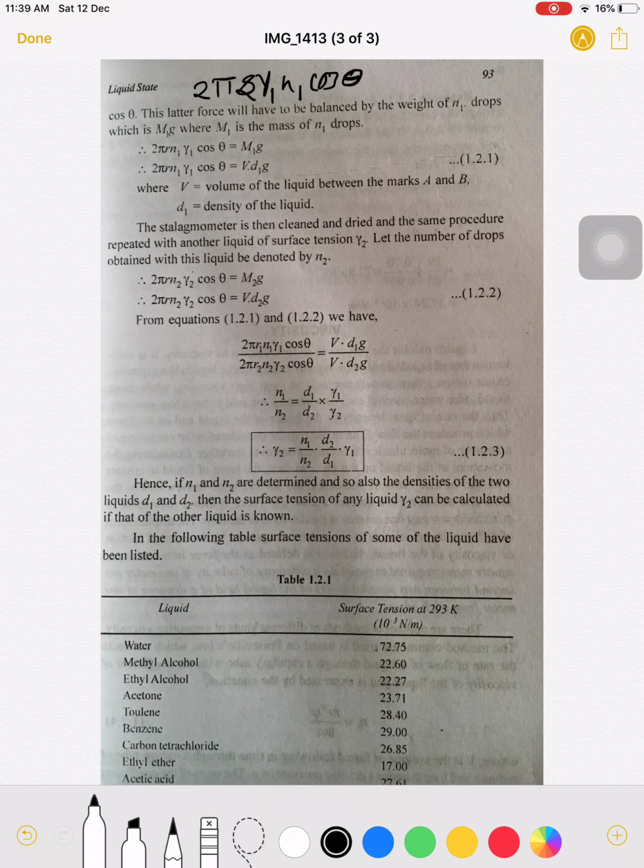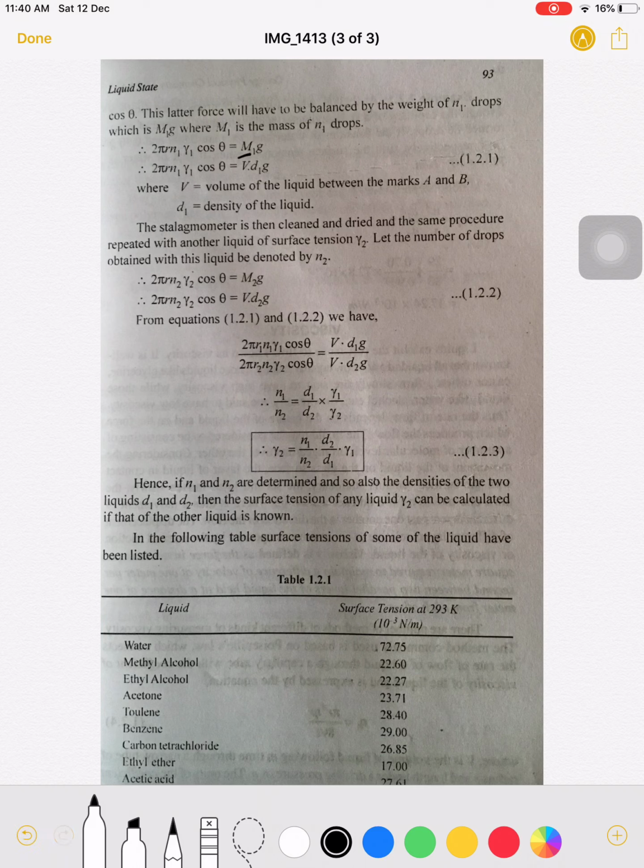This force will be balanced by the weight of n1 drops, which is m1g. So in the capillary, the force due to surface tension on the liquid has to be balanced by the weight of n1 drops, and this weight is m1g, where m1 is the mass and n1 is the number of drops of that liquid. So 2 pi r n1 y1 cos theta is equal to m1g. This force is balanced by the mass of those liquid drops.